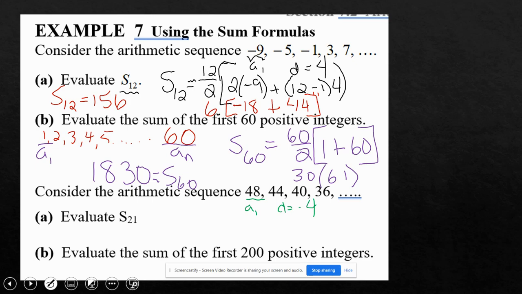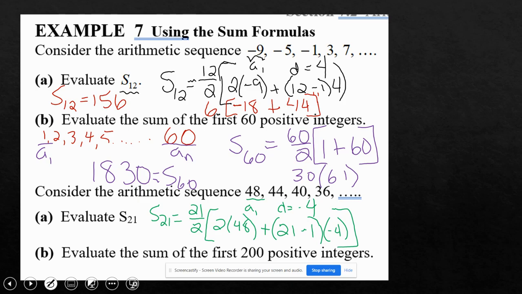So again, I could subtract 4 and continue on and find 21 numbers and then add them all together, or I can plug them into one of my sum formulas. Again, we don't know what the 21st term is, so we would have to use that second equation. S of 21 is 21 over 2, times 2 times that first term, plus our n, which is 21 minus 1, times -4 for our d.